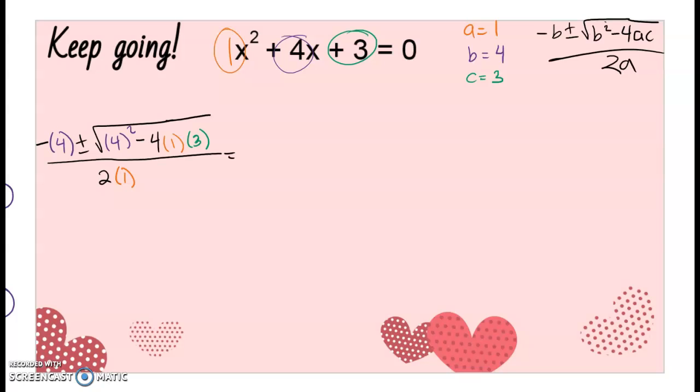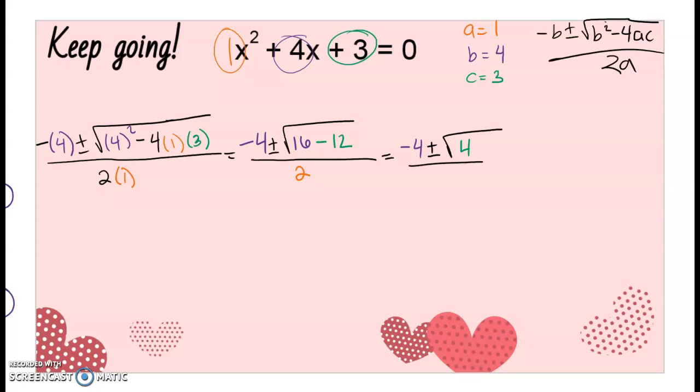All right, so negative times a positive is a negative, so I have a negative 4 plus or minus 4 squared, which is 16. And I have a negative 4 times 1, which is negative 4, times 3 is going to give me a negative 12. Oh, okay. And then 2 times 1 is 2. Now I just need to figure out what 16 minus 12 is. 4. Yay! So cool.